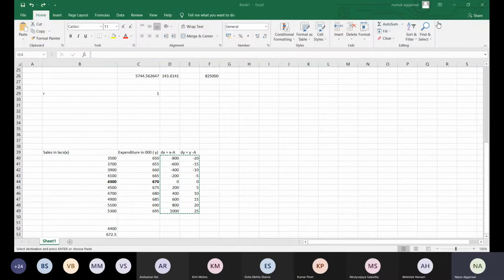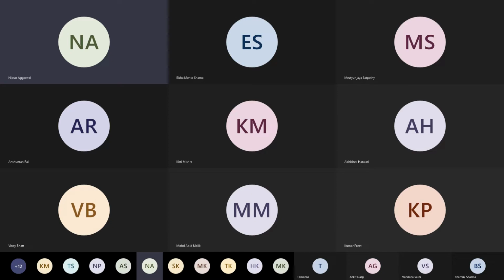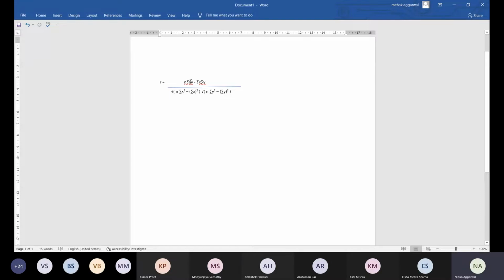So we have done this formula. Here you will replace x with dx and y with dy. So your formula becomes n summation dx dy minus summation dx summation dy, whole divided by n summation dx square minus summation dx whole square, into under root of n summation dy square minus sigma dy whole square.